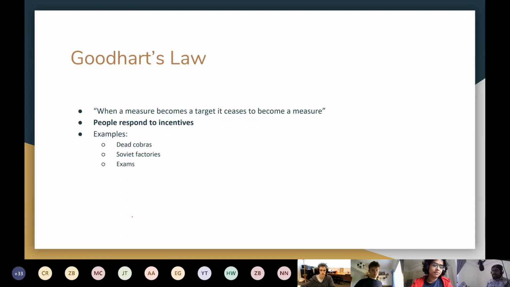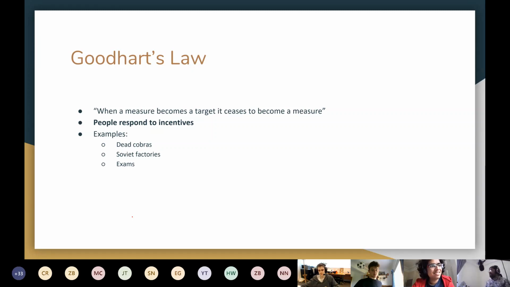Some examples of this. There was a case in colonial India where there was a cobra problem. And the government said, we'll give a bounty for all cobra corpses. And shockingly, what happened is they got loads of cobra corpses, and this was awesome, until they discovered the cobra farms.